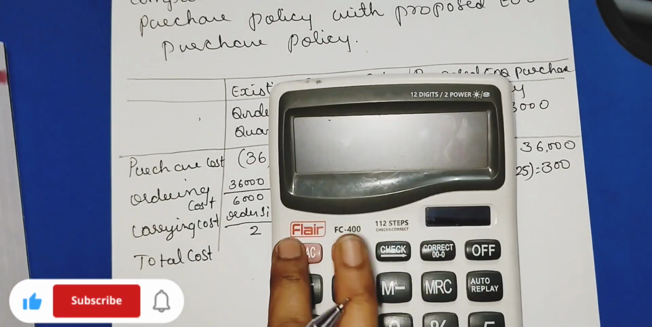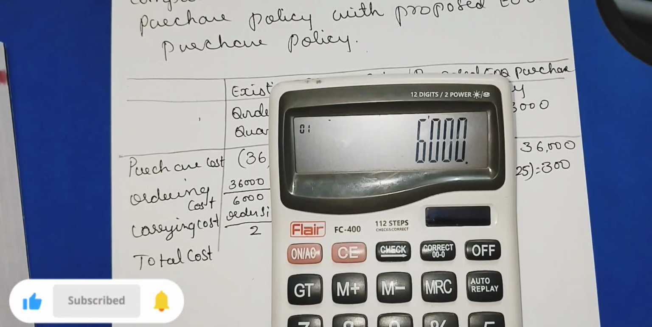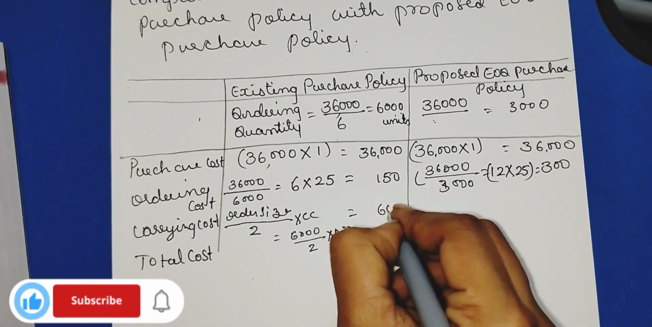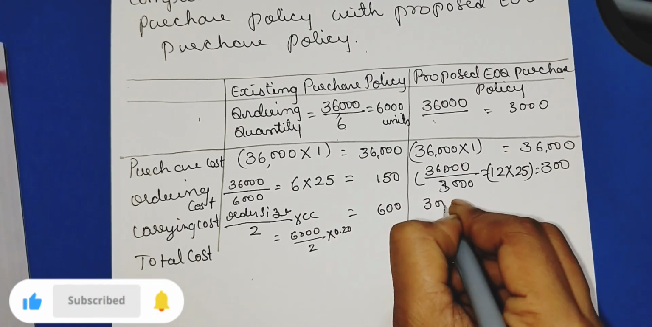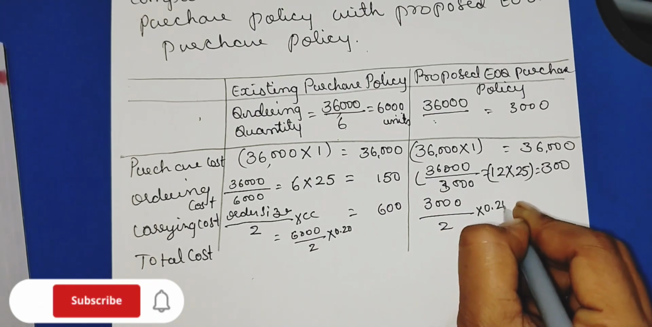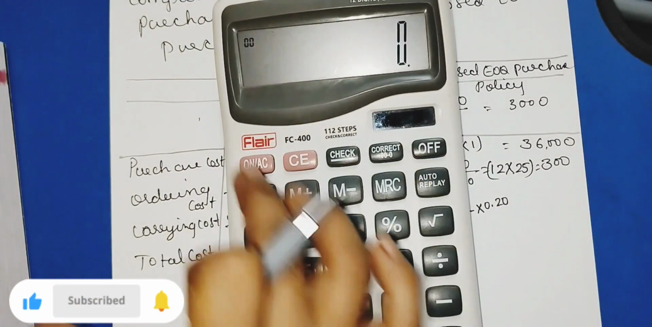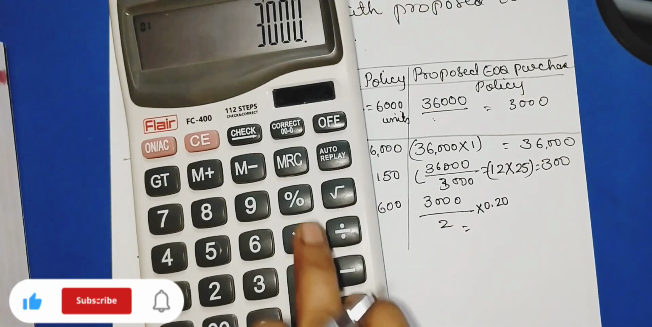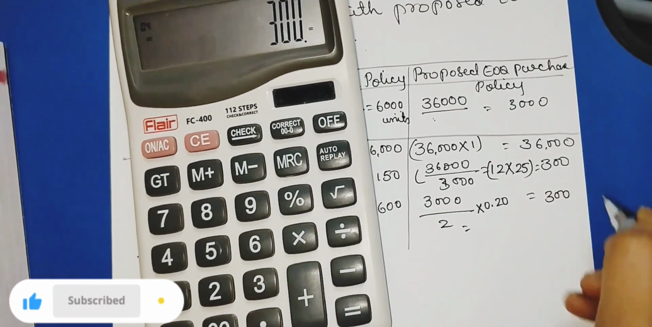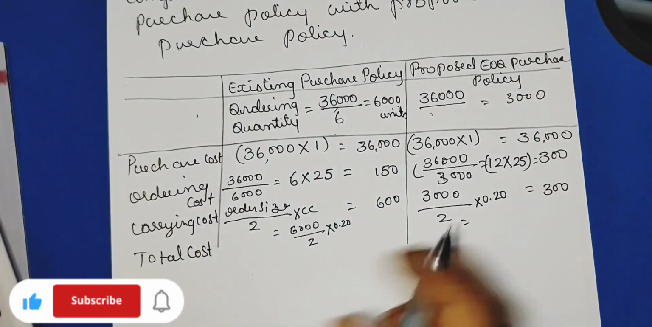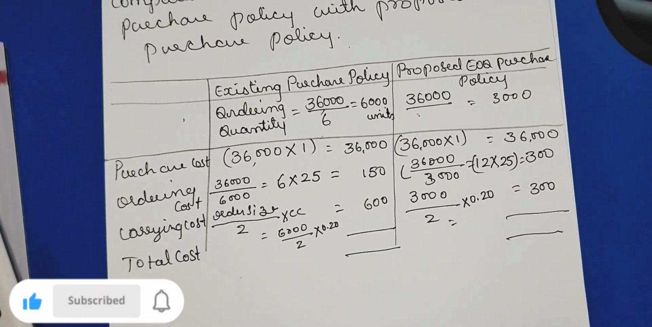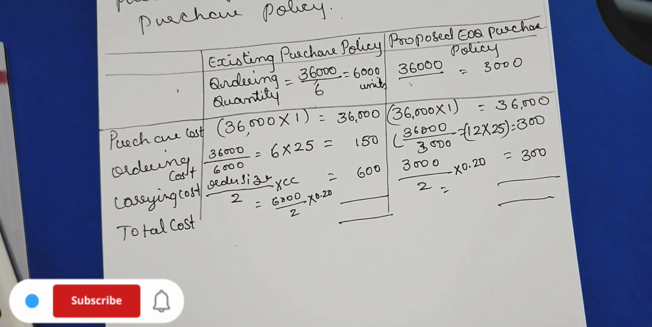Now calculate. 6,000 divided by 2 into 0.20 is 600. And here order size is 3,000 divided by 2 into carrying cost 0.20. So we will get 3,000 divided by 2 into 0.20 is 300. Right. Now we will calculate the total cost when we are ordering as per their existing policy or as per the proposed EOQ purchase, annual purchase.